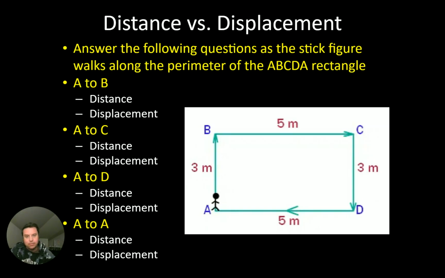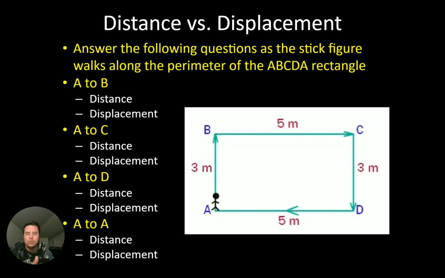Now A to A. So now I'm going all the way completely around the circle. 3 meters plus 5 meters is 8, plus 3 is 11, plus another 5 is 16. So total distance I walked around the perimeter of that rectangle was 16 meters. What's my displacement though? Just 0. I didn't go anywhere. I didn't displace myself based on where I started, right? I ended up back where I started.